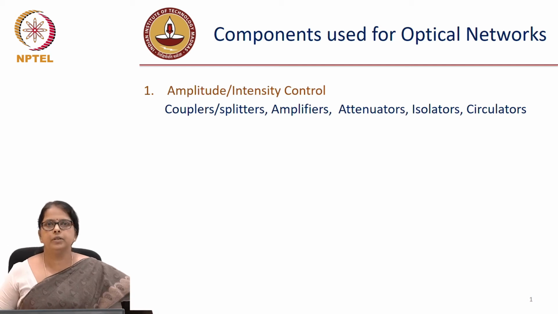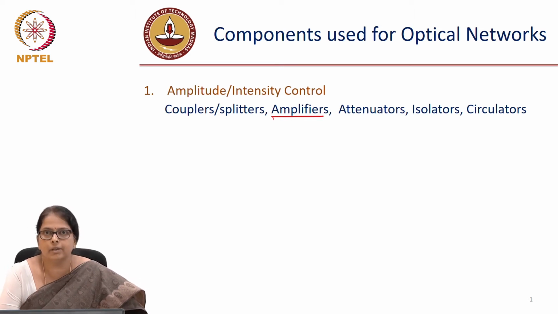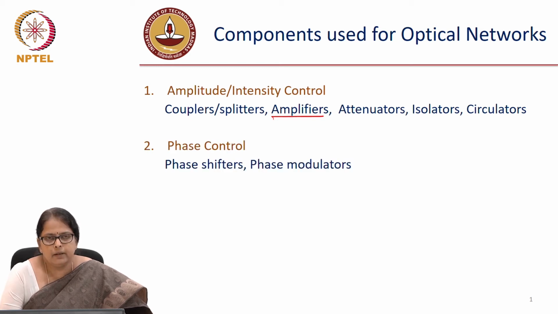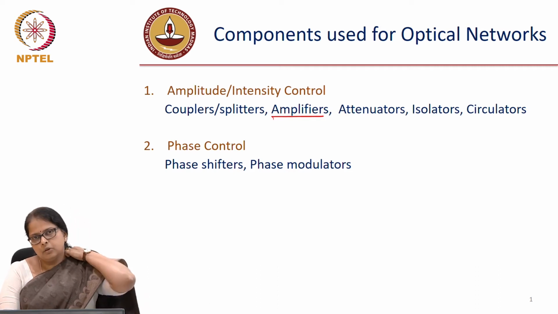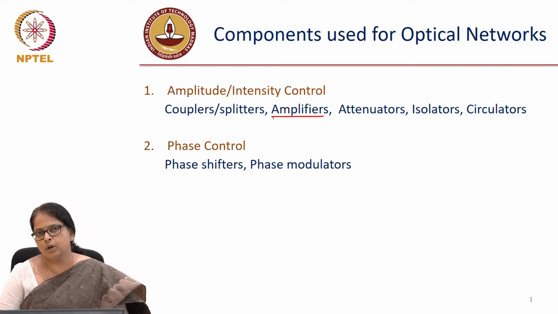Of these components, you already know about amplifiers. At first, we also talked about Raman amplifiers. Now we will talk about the other components. As far as the other property of light that needs to be controlled, that is the phase. Phase control can be done with what are called phase shifters and phase modulators.